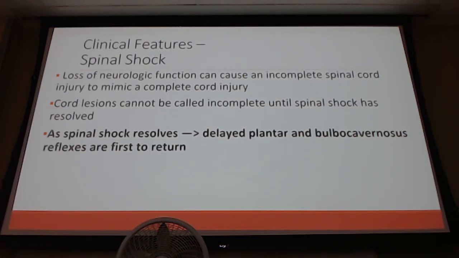The first things that return are going to be that bulbocavernosus reflex. Everybody remember what that is? It's like my favorite reflex. Yeah.